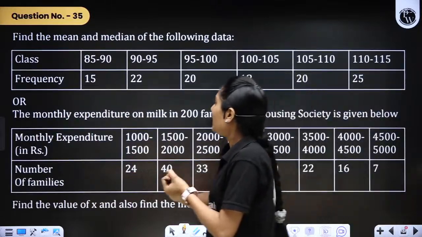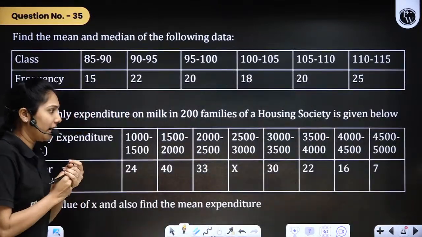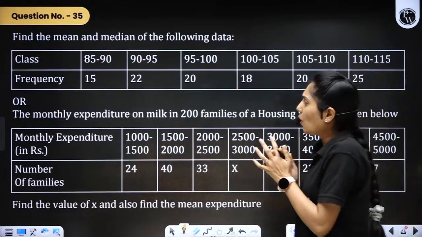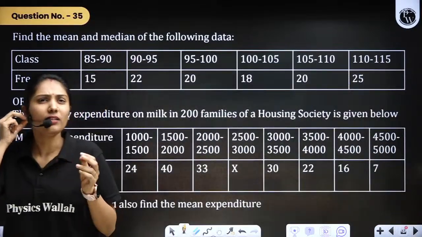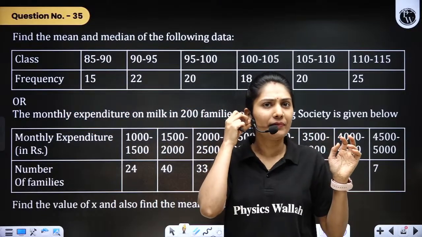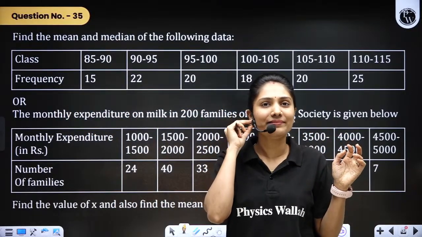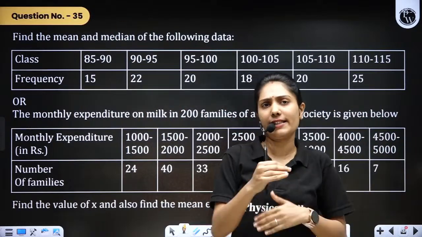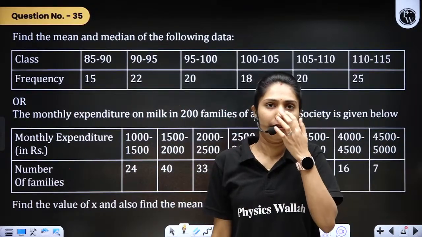Next is: find the mean and median of the following data. Okay, we have to calculate the mean and median. So here in the first one, this is quite lengthy, so I'll just give you the hints. Is that fine? Instead of drawing the whole table, I'll just give you the shorter one.